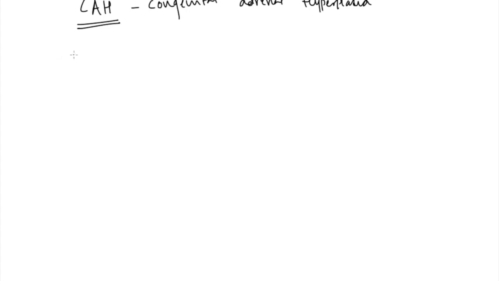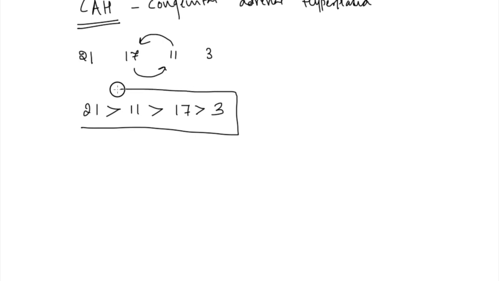So there are different varieties of that. Write the numbers in descending order. 21 comes first, then 17, then 11, then 3, correct? Now we have to do a little bit of switching. Bring 11 here and 17 there. So it becomes 21, 11, 17 and 3. So 21 hydroxylase deficiency is the first, the most common variety of CAH. The second most common enzyme deficiency is 11 beta hydroxylase, then 17, and then 3. That is how you remember the order in which deficiency of the enzymes occurs in CAH.